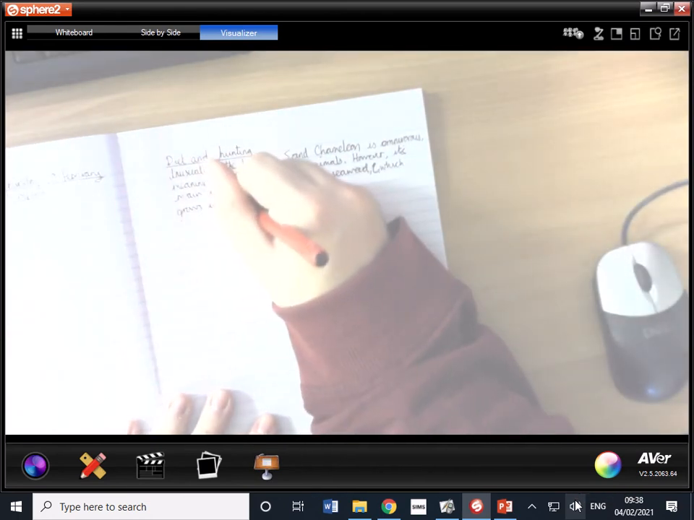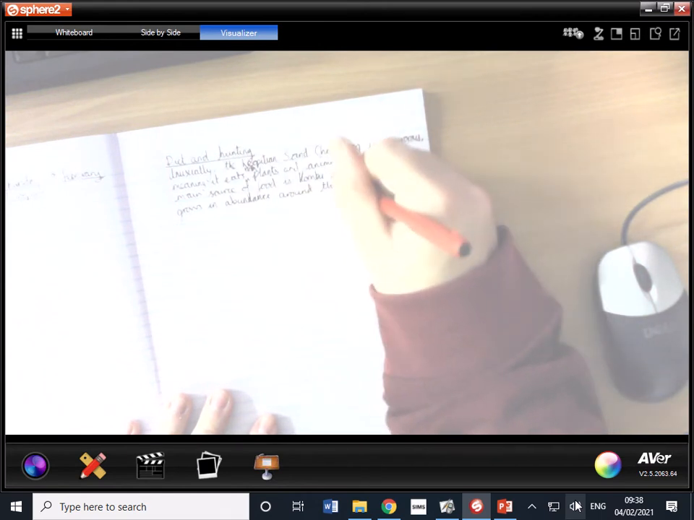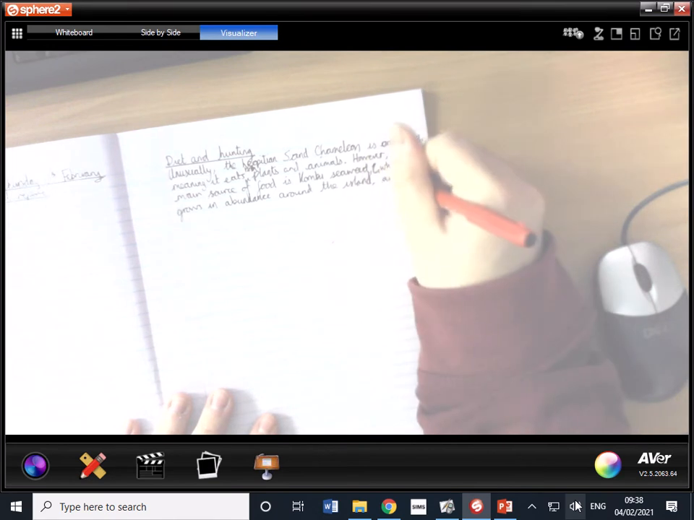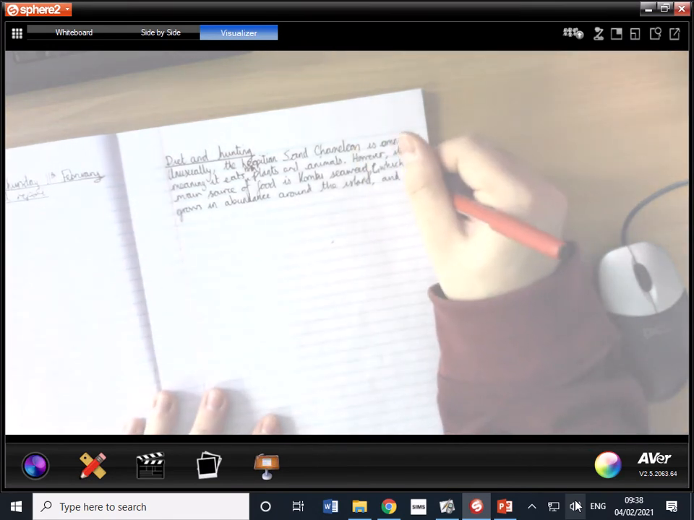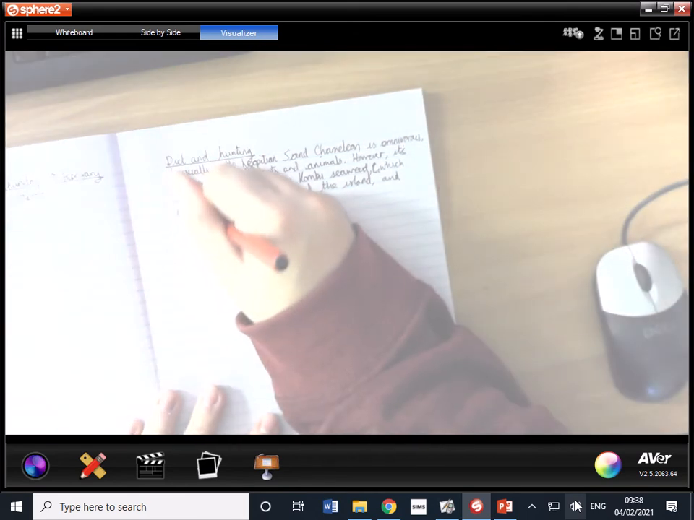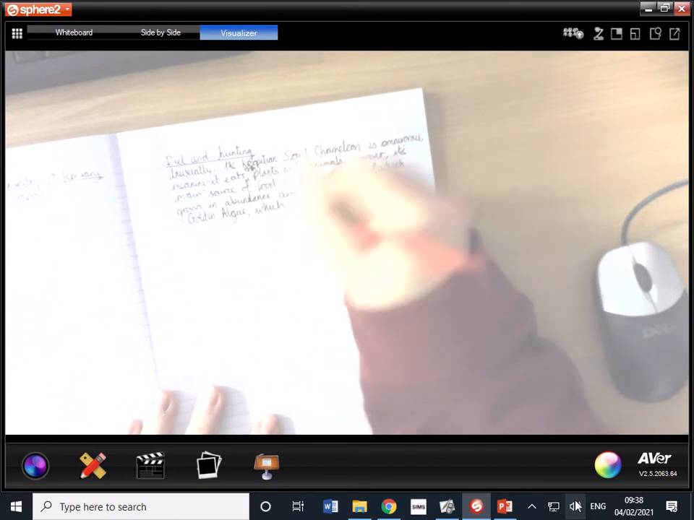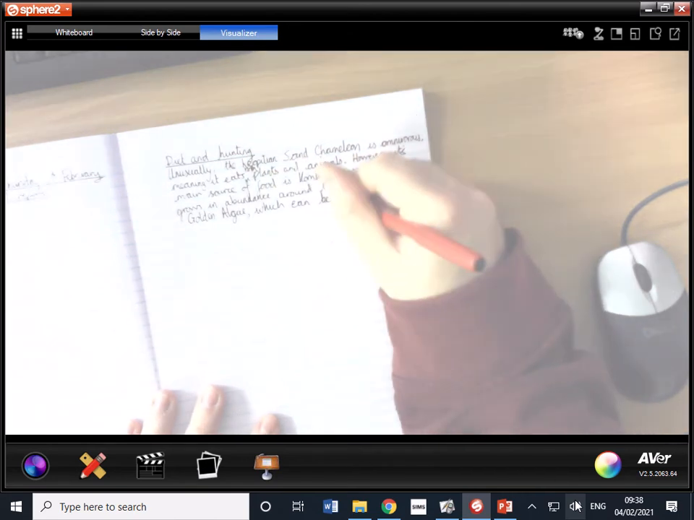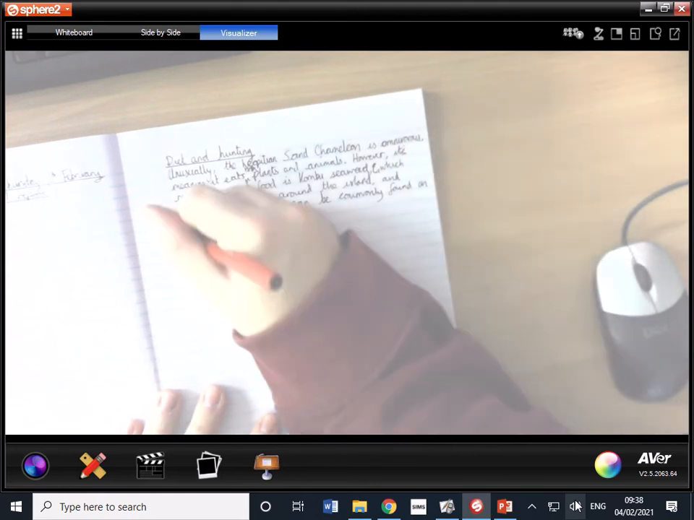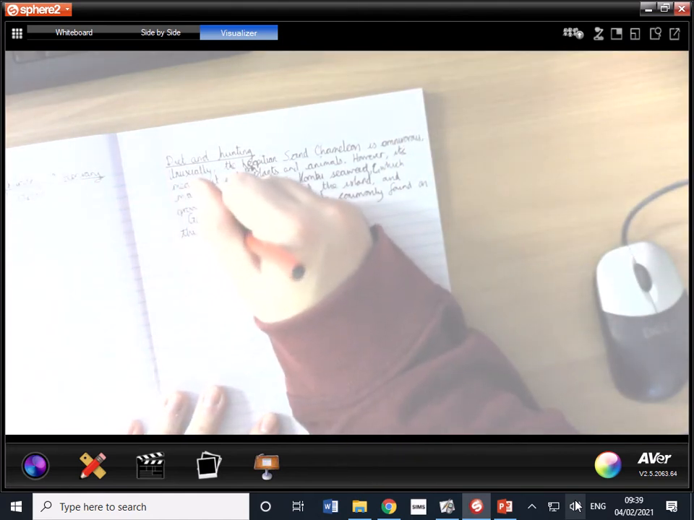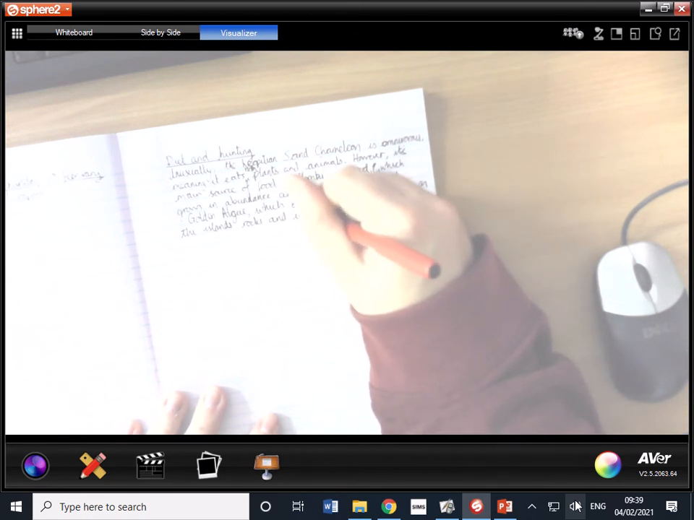in abundance around the island, and I'll close my comma after island there, and golden algae, which can be commonly found on the island's rocks and in every rock pool.